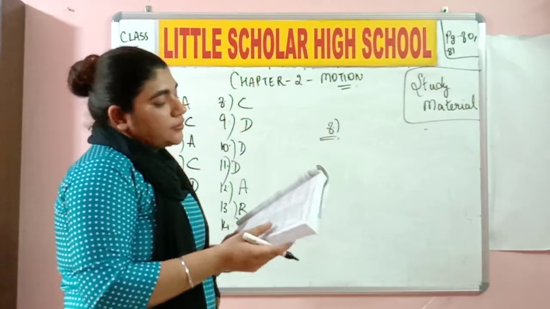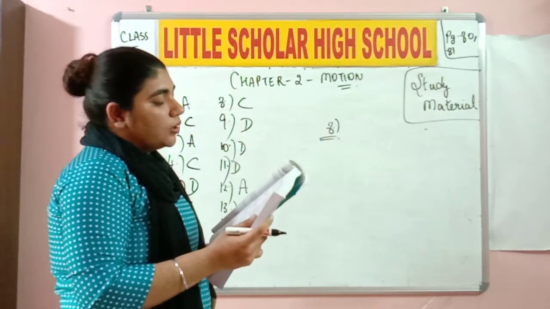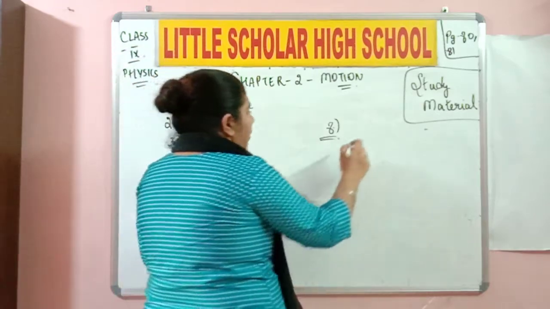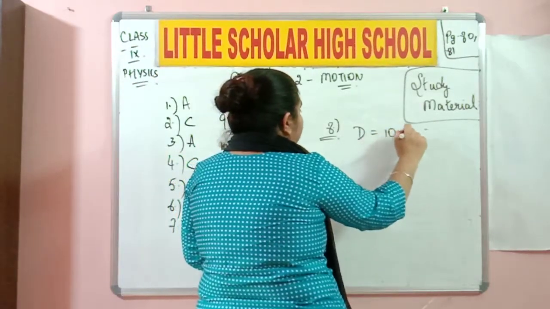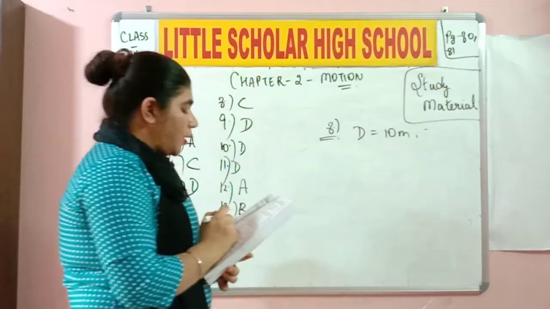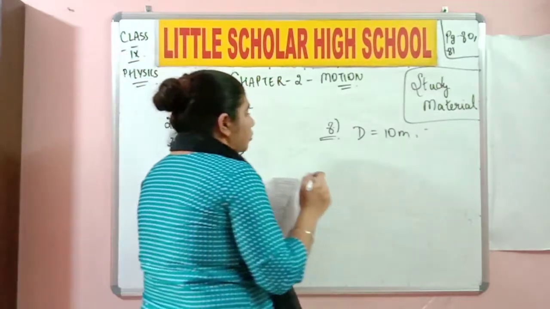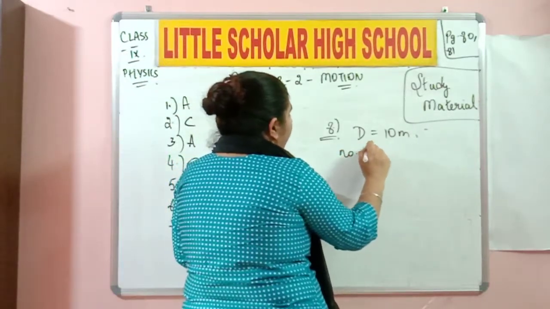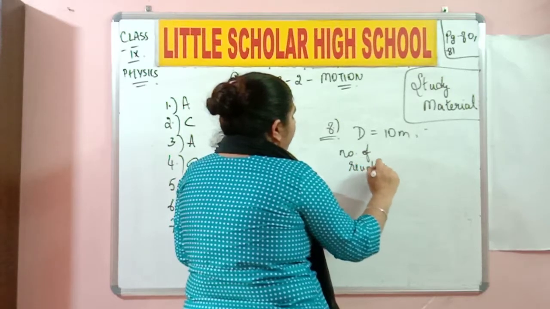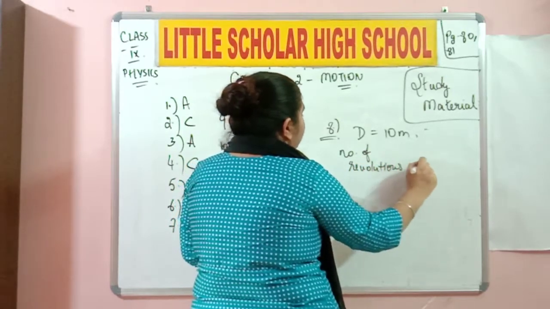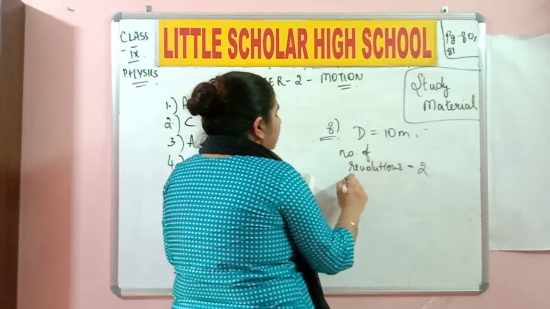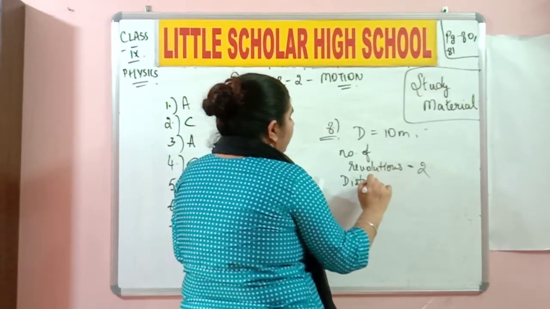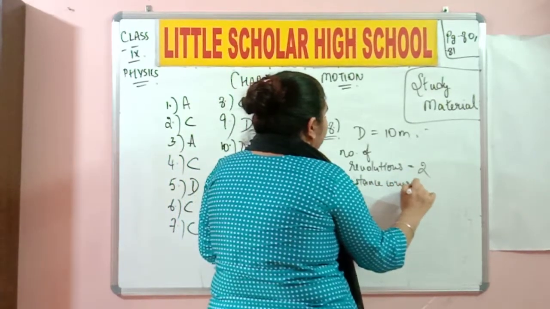Okay, I'll read out the question again. A particle is moving in a circle of diameter 10 meters. Okay, the circle of diameter 10 meters. The distance covered by it on completing 2 revolutions. Number of revolutions is equal to 2. And you need to find out the distance covered.